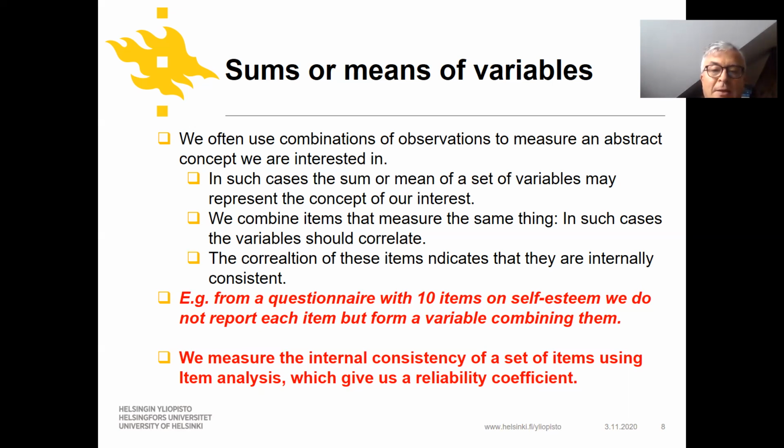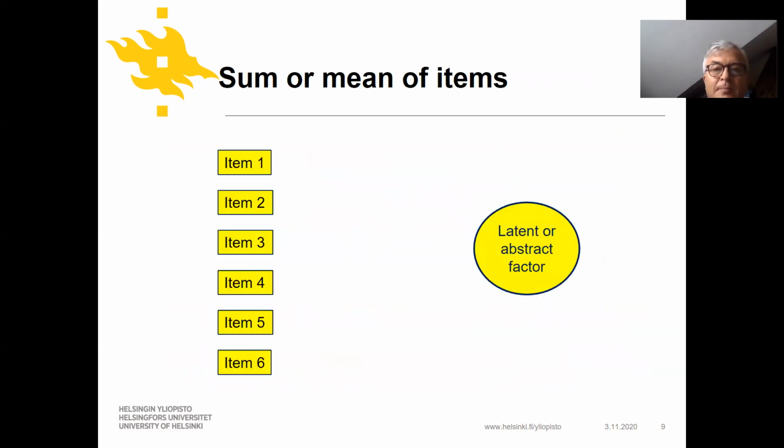And we use item analysis to measure this internal consistency, that they measure the same thing, and this produces the reliability coefficient. So we start out here, and this is really just the basic idea behind it. We start out by having the items of a test or questionnaire or observations or so.